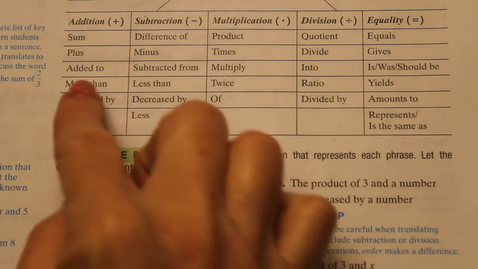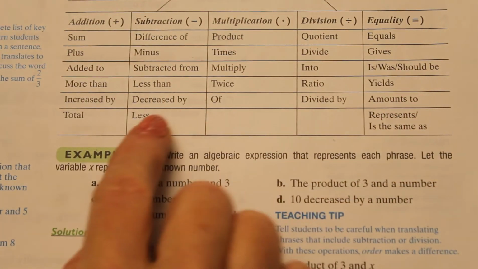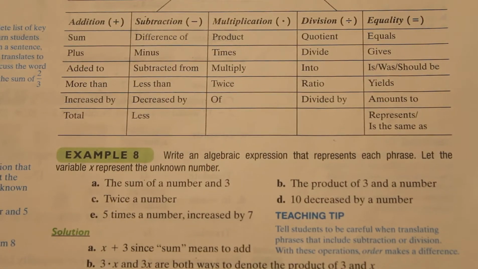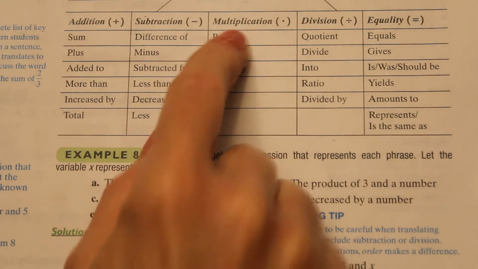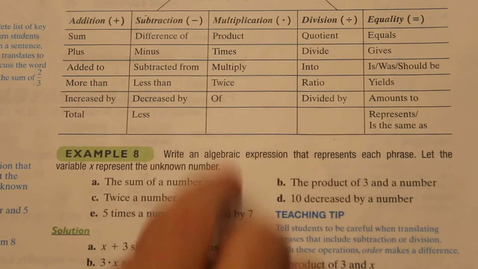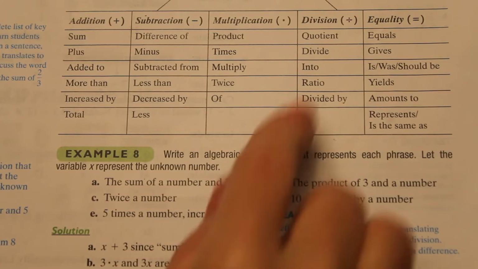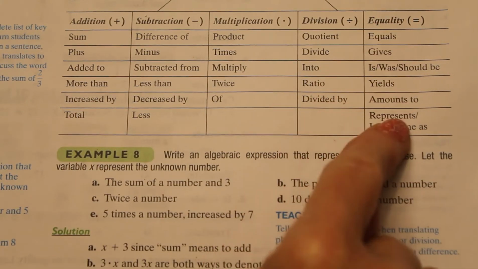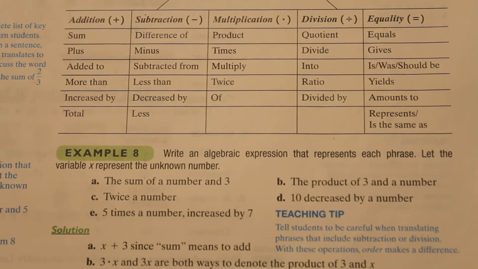So here are some common English expressions and the math operation that they relate to. If you hear or read product, that's going to be multiplication or times. If you hear quotient, that's going to be division. If you read is less than, that's going to be subtraction. If you read is increased by, that's addition. And then all of these phrases would be translated into the equal sign. So equals, gives, is the same as, yields.